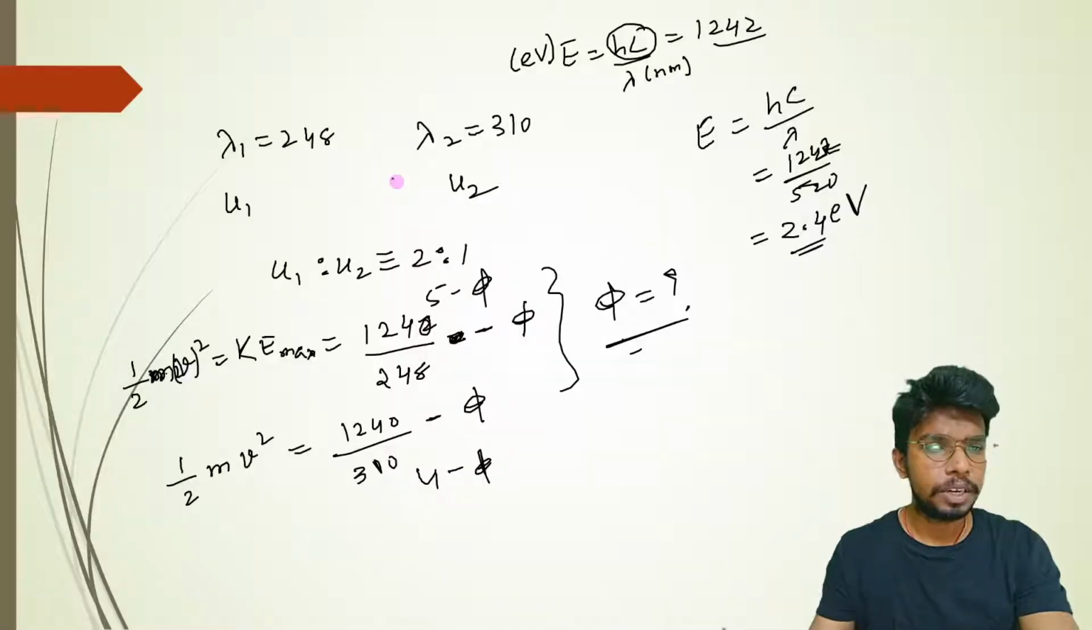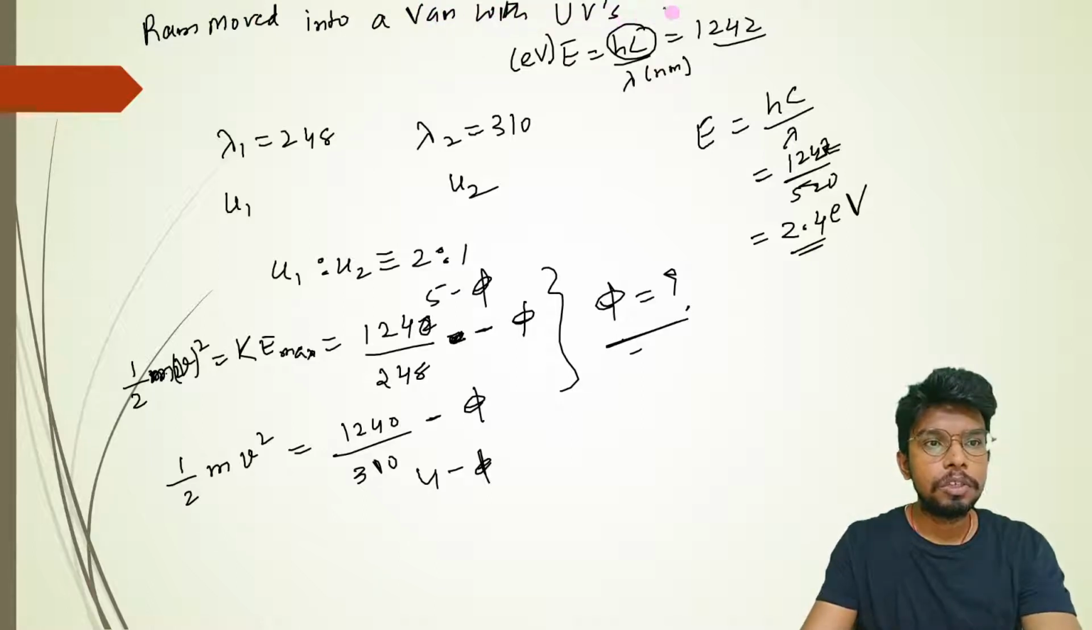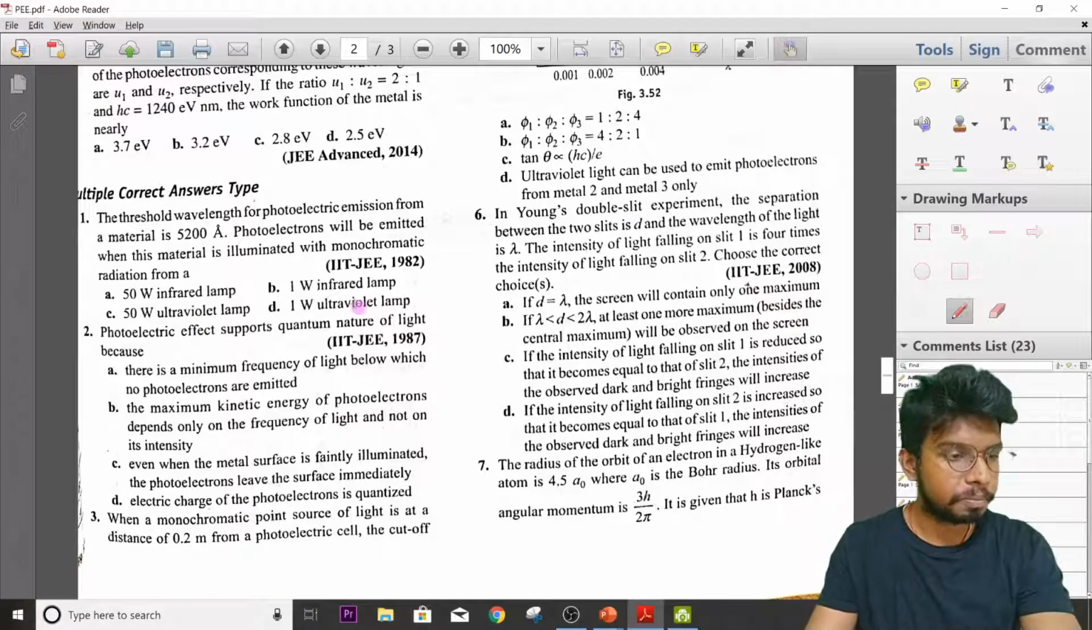There is a very simple trick to remember that. One of my students once told me something like, Ram moved into a van with UV's ex-girlfriend. Yeah, you can remember it using this. R for radio, M for micro, I for infra, V for visible, U for UV, X for X-ray, and girlfriend, G for gamma. So it's like that.